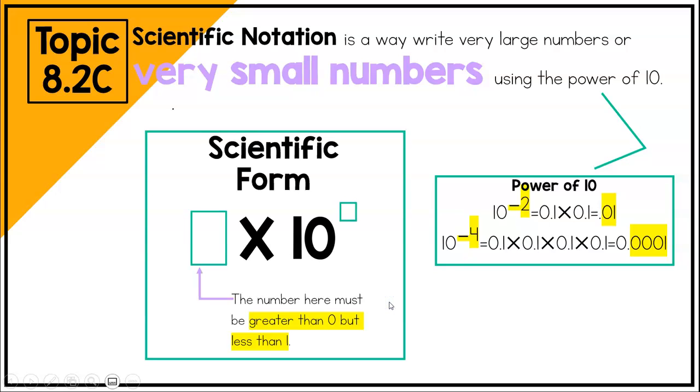And again, we want to write our scientific notation the same way as yesterday. We have some number that is greater than or equal to 1 but less than 10, times 10 to some power. And our powers today are going to be negative because we are going to be expressing very small numbers in scientific notation.